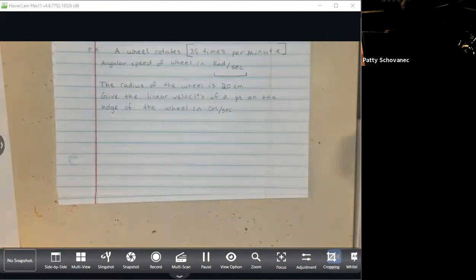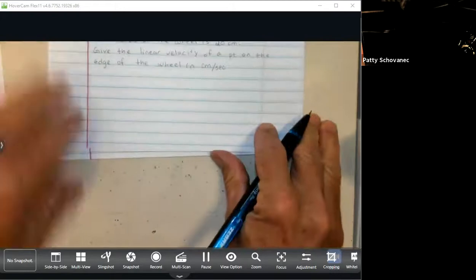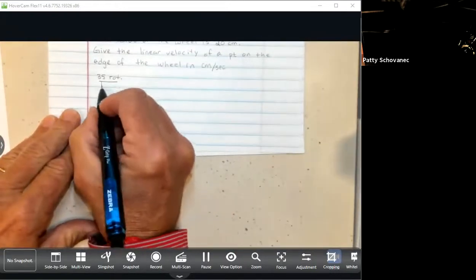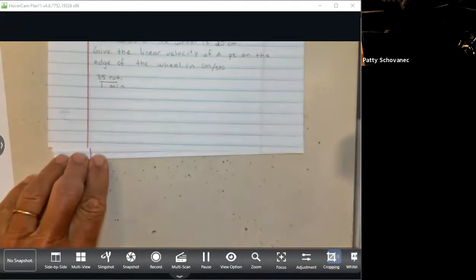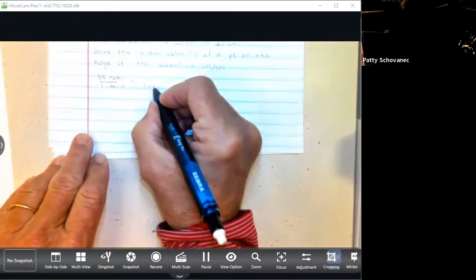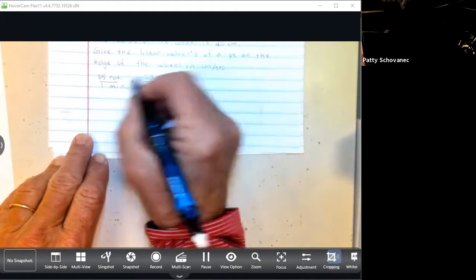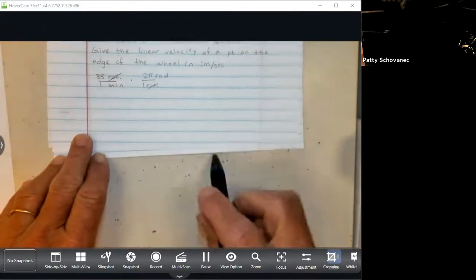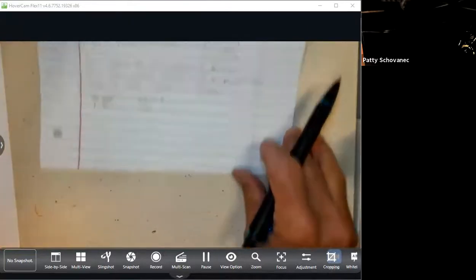So we need to start with 35 rotations per 1 minute, right? For this first part. Take your 35 rotations in 1 minute. Time units always go on the bottom. And now one rotation is equal to 2 pi radians. So that gets rid of rotations, it gets radians, but it's now radians per minute. And I wanted radians per second. So what's next?